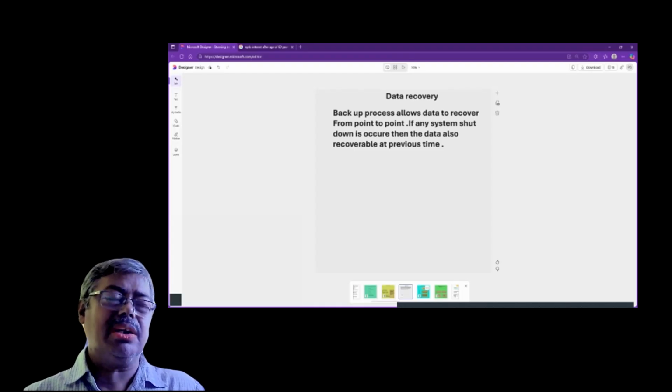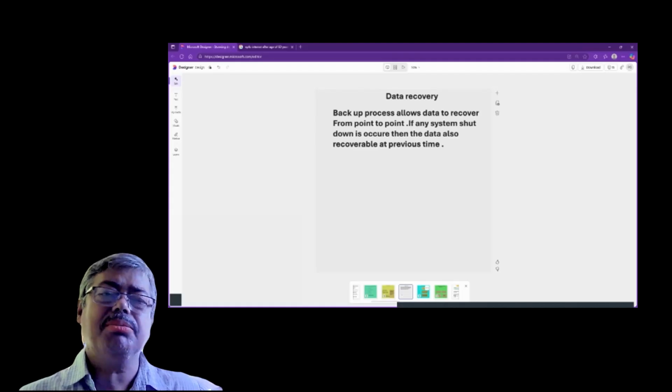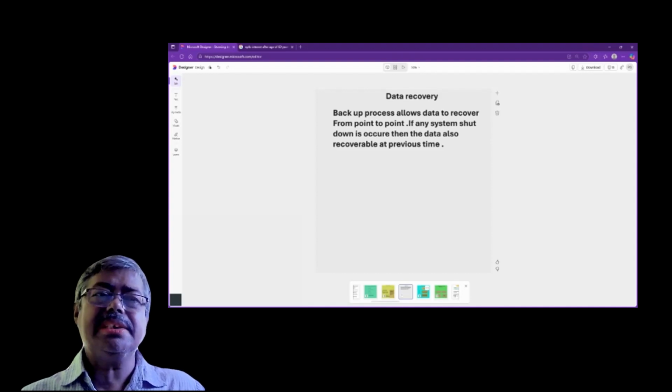If any shutdown or any type of damage occurs at any point of the data system, then the data is recoverable. Even now the data is recoverable, and even if the application is closed, the data is still recoverable.